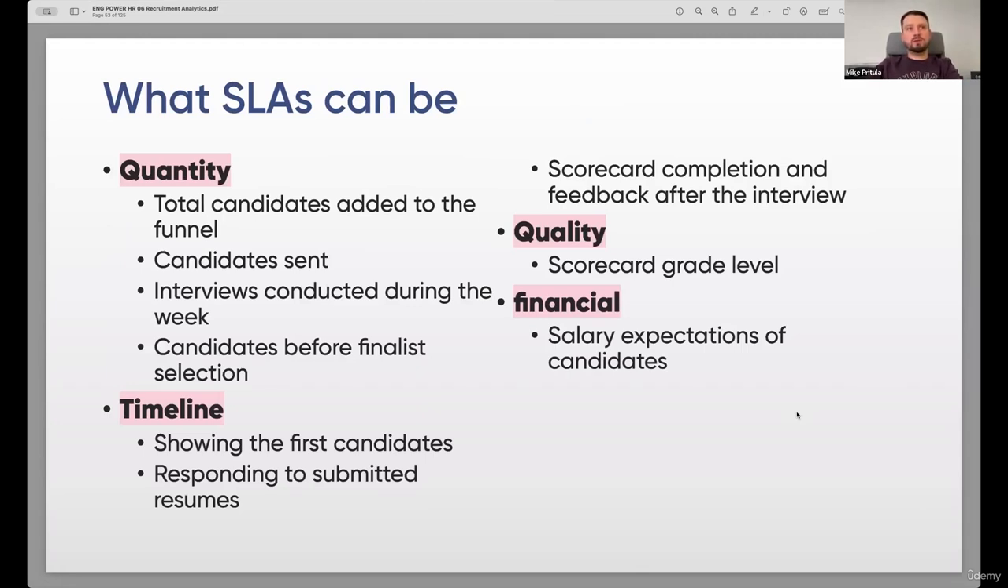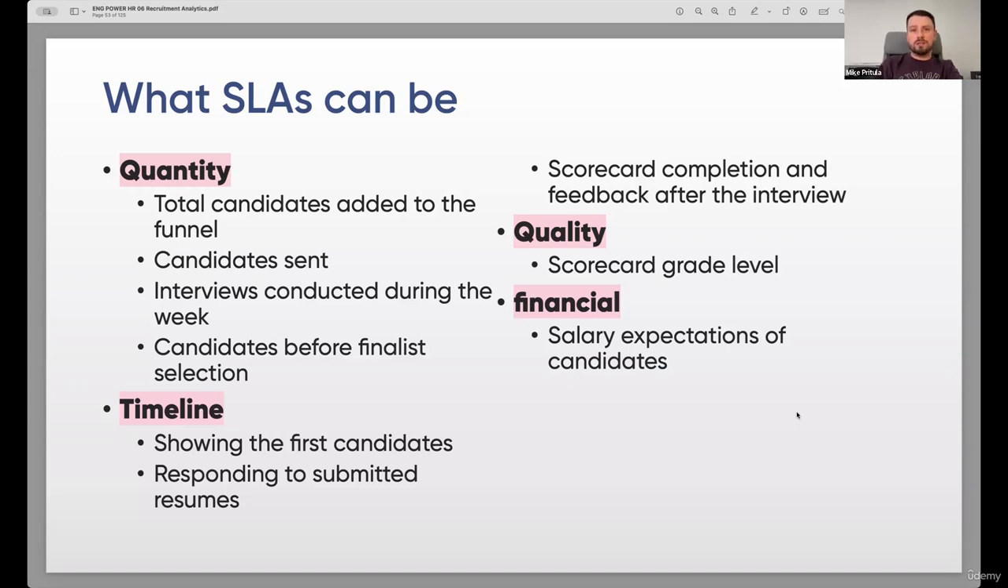Could be an SLA of quantity. For example, total candidates added to the funnel, candidates sent, interviews conducted during the week, candidates before finalist selection. Could be in the form of timeline: when they need to show the first candidates, responding to submitted resumes by the hiring manager, scorecard completion and feedback after the interview within how many hours.